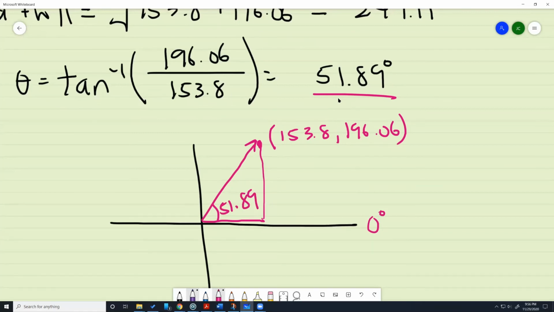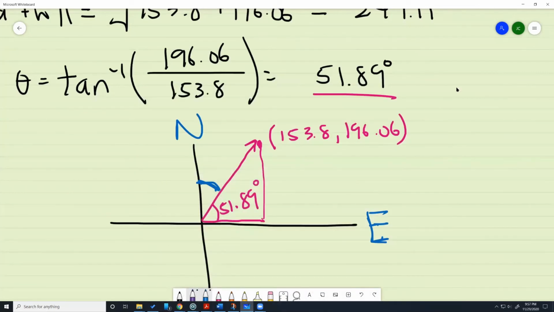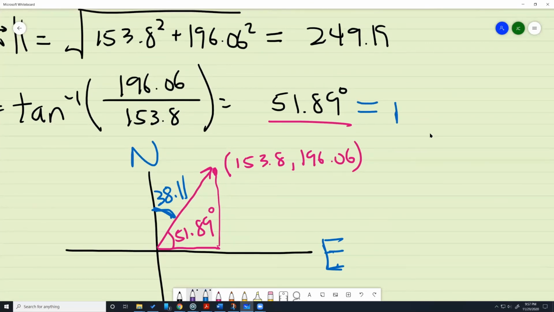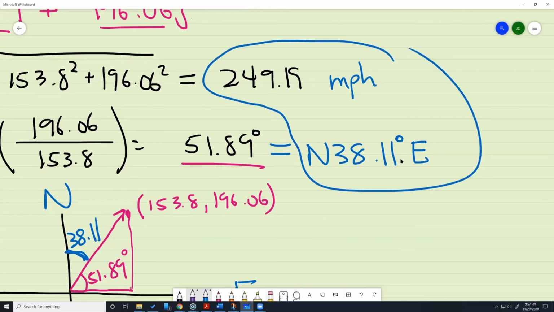However, that's not the angle that we want for a bearing problem, because we don't start from 0 degrees like a unit circle. You need to think about it as a compass. And so we need to write the angle the same way as it was given in the problem, using northeast, southwest, whatever. In this case, we want this angle. These are complementary angles, so 90 minus 51.89. It gives you 38.11. So the direction in bearing form is north 38.11 degrees toward the east, and those will be the official answers. There you go.